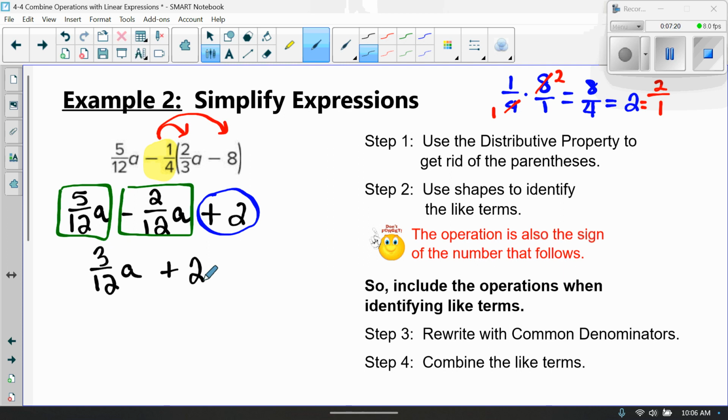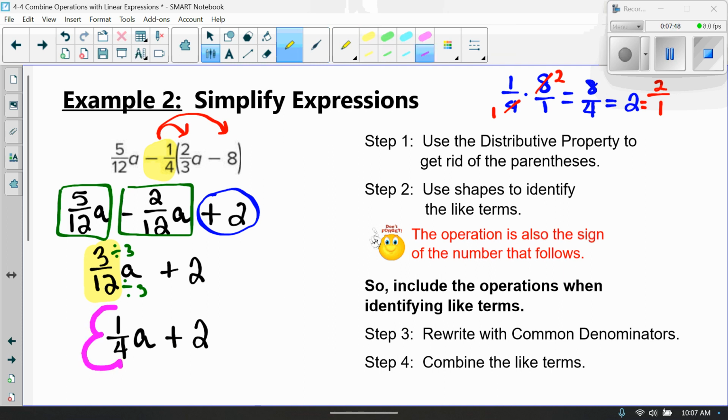Is that my final answer? No, it's not, because we can simplify 3/12. You see that? So we can divide both of those by 3. So this is going to be 1/4 A plus 2. And now that is our final answer.